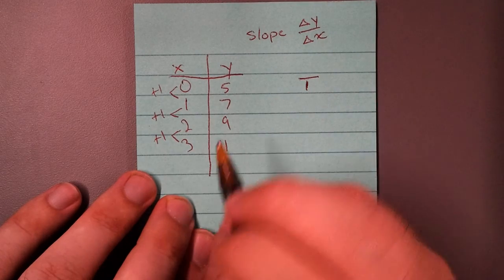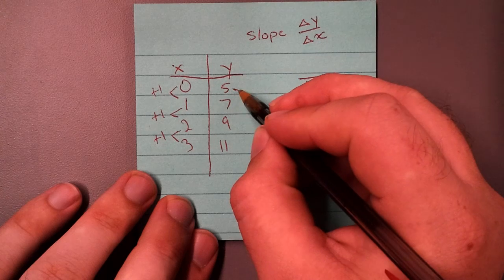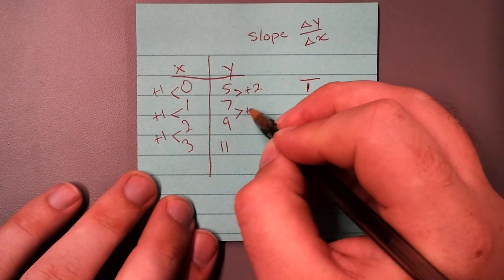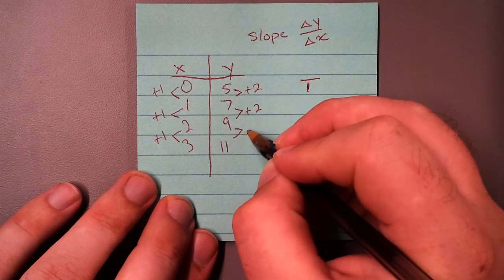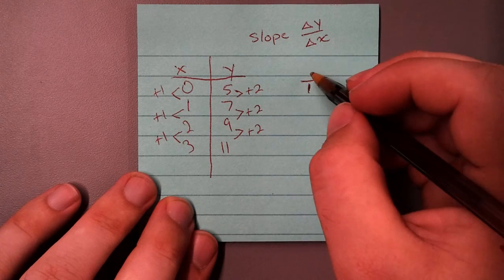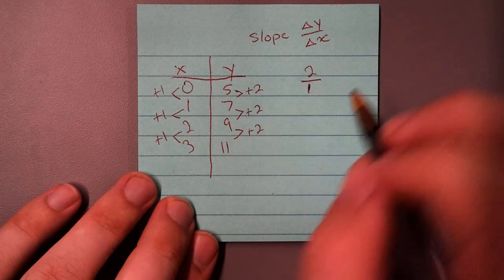Now let's look at the y's and get the top. Well, from the 5 to 7, it goes up 2. 7 to 9, up 2. 9 to 11 goes up 2. So the increase each time was 2, so it's going to be 2 over 1.